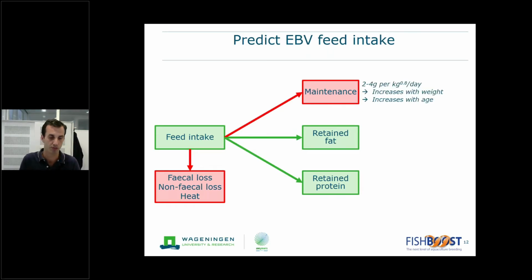We know from fish species that the maintenance requirements are about 2 to 4 grams per kilogram metabolic weight per day, which means that the maintenance requirements increase with the weight of a fish and with the age of the fish.